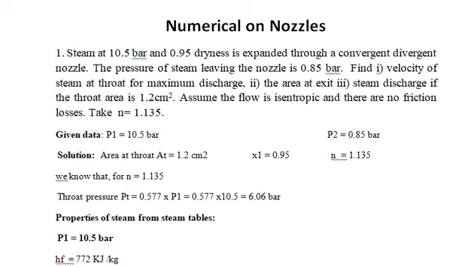For that purpose, you first have to find out the throat pressure, because this numerical belongs to the throat pressure. The throat pressure formula is P3 equal to 0.577 into P1. You multiply by P1 and you will get 6.06 bar.